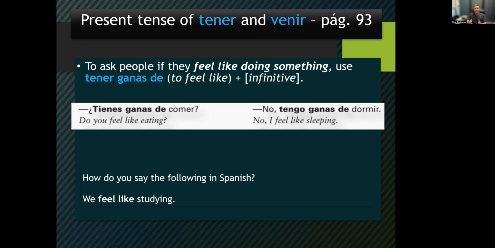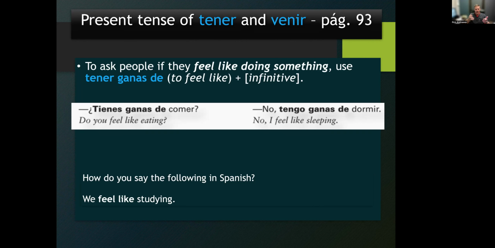¿Tienes ganas de comer? No. Tengo ganas de dormir. Or no, comma, no tengo ganas de comer. Remember, if you're answering the negative to the original sentence, we use a double negative in Spanish. If you're saying no, I feel like doing something else, then just one no, because now you're saying what you do have ganas de hacer.